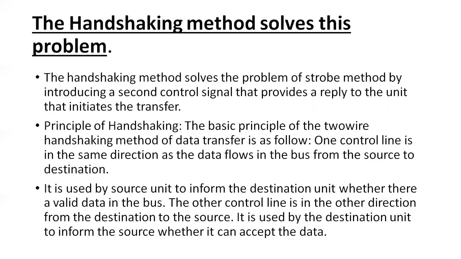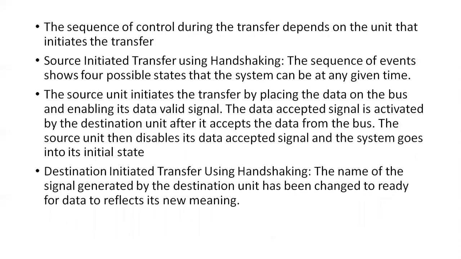Now, what is the principle of handshaking? The basic principle of the two-wire handshaking method of data transfer is as follows. One control line is in the same direction as the data flows in the bus, from the source to the destination. It is used by the source unit to inform the destination unit whether there is valid data in the bus or not. The other control line is in the other direction, from the destination to the source. It is used by the destination unit to inform the source unit whether it can accept the data or not.